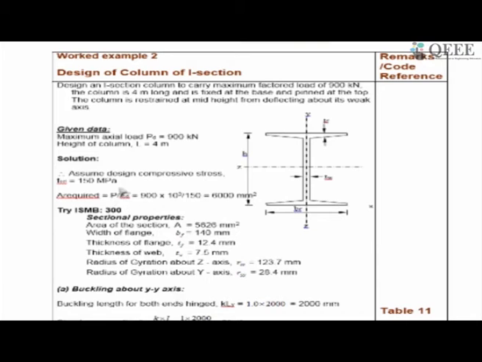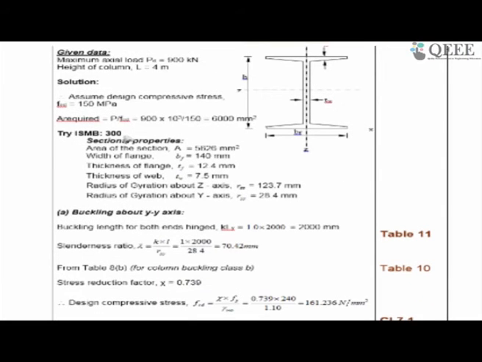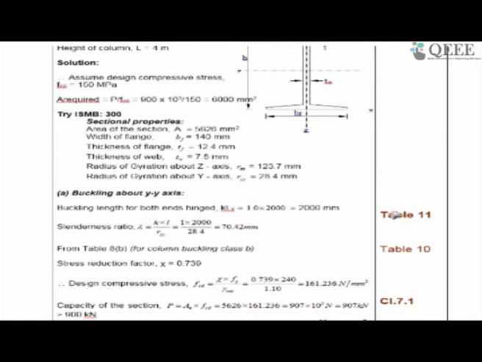A required, if I assume 150 MPa, is around 6000. So I choose something around that. Not necessary that it should be more than, because I have yet to verify. So I just try, let's say, ISMB 300 with some area close to what is required. Then I check for buckling about first YY. So both ends are hinged, so the effective length is coming to half. So the slenderness ratio corresponding to that, KL by rYY, is 70.42, and this K is taken from table 11.